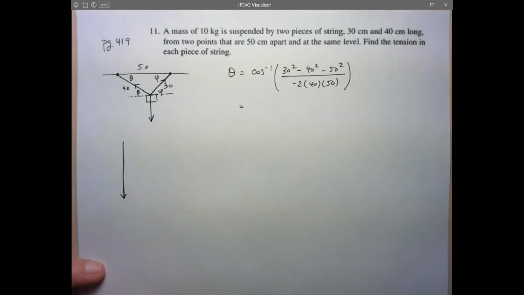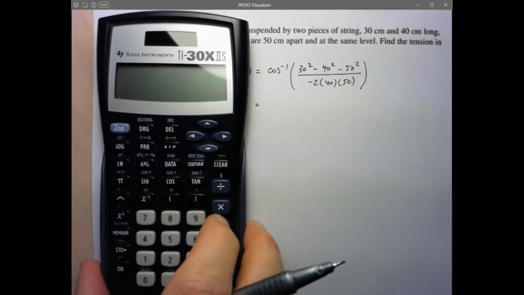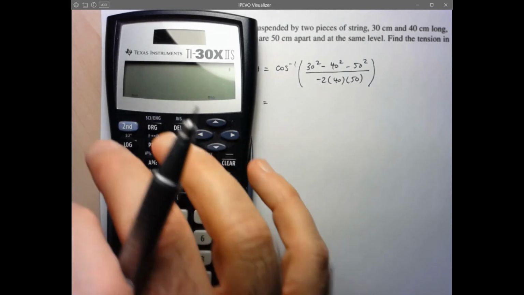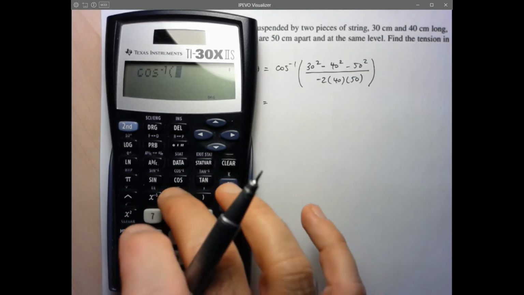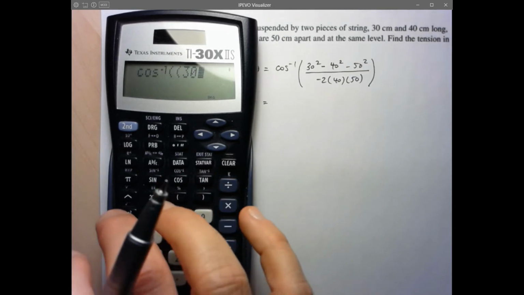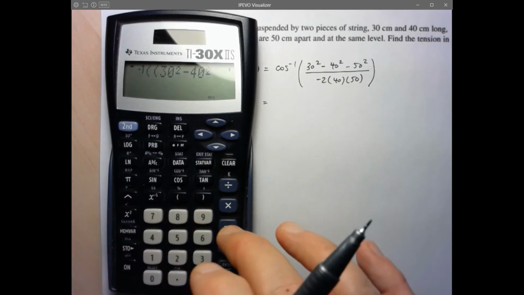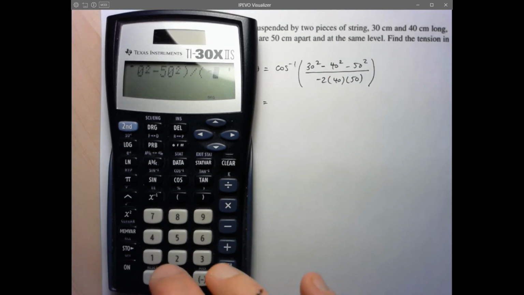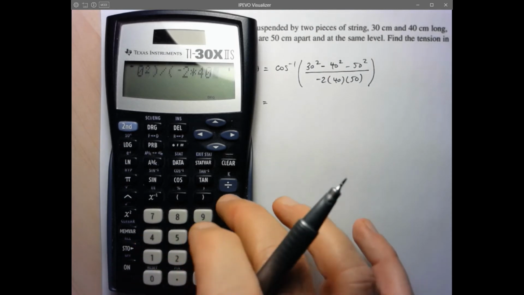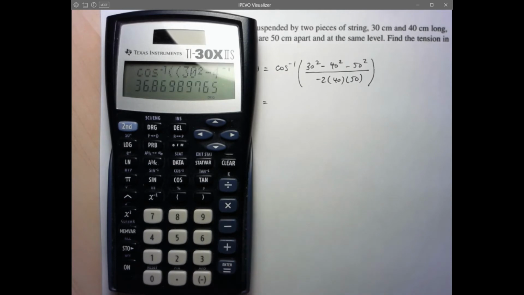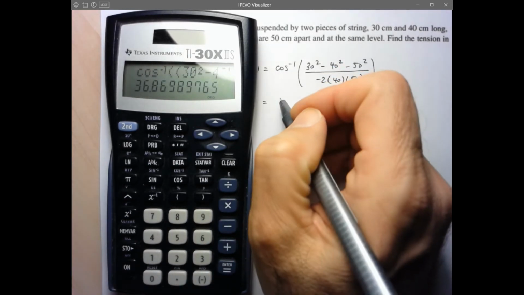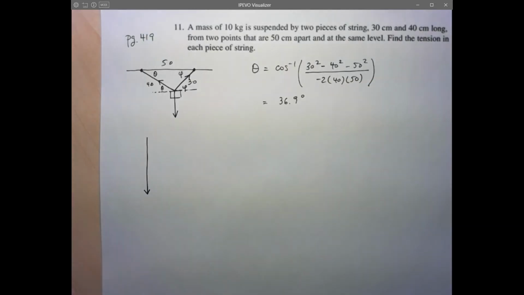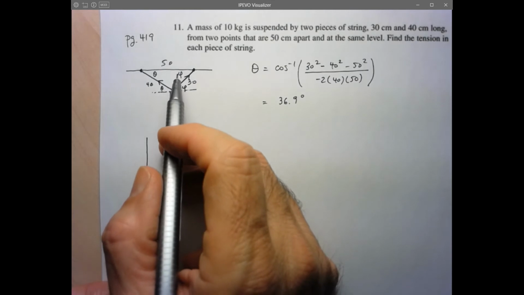Let me take the calculator and let's calculate this here. Again, the trick is to make sure you're careful with those brackets and turning the calculator on. That helps. So cos inverse, open up a bracket for the numerator, 30 squared minus 40 squared minus 50 squared. Close the bracket, divided by, open up another bracket for the denominator, -2 times 40 times 50. Here we get, looks like 36.9 degrees. Let's do the same thing to find the other angle.